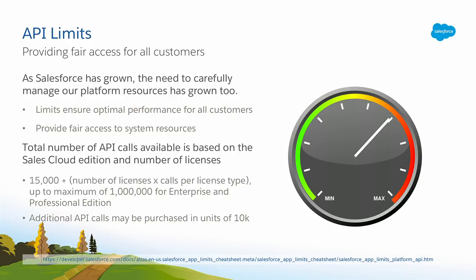So typically, we will do this by looking at a base of 15,000 API calls, plus the number of licenses multiplied by the license type, up to a maximum of 1 million. Now, if you need additional API calls, you can purchase packs of 10,000 API calls and just keep ramping that up until you get as many as you need. But we consider this to be a pretty fair way of providing allocations for most of our customers. However, we recognize the fact that even if this is okay for you in a steady state, there are definitely going to be times when you need to burst above those because maybe you're doing a migration over a weekend or something like that.